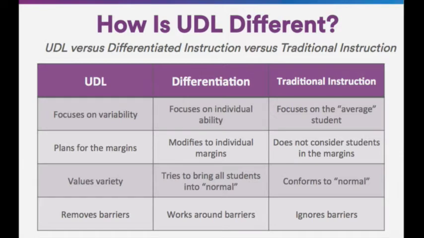UDL says, you know what, I'm going to plan for the fact that maybe next year, maybe the year after, maybe in 10 years, I don't know when, but I may have a kid who comes in who's really down in the margins on either side. And I value that. I value that kids are coming from different places and they're going to need different things. And so I'm going to take away those barriers, and I'm just going to give a bunch of options so everybody can come into the buffet and say, hey, wait, there's actually something I can eat here.